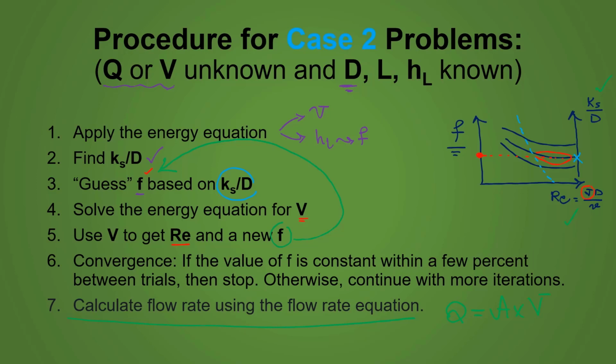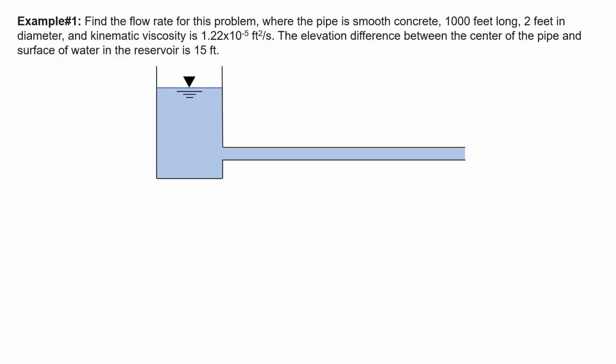We're going to do an example, and you will see that this procedure is very useful when it comes to the practical examples. In this example, we are going to find flow rate, and as soon as you see flow rate, you should conclude that this is a case number 2 problem. So it needs iteration. We have the type of the pipe. It is a smooth concrete pipe, so this will help us to find K sub S.